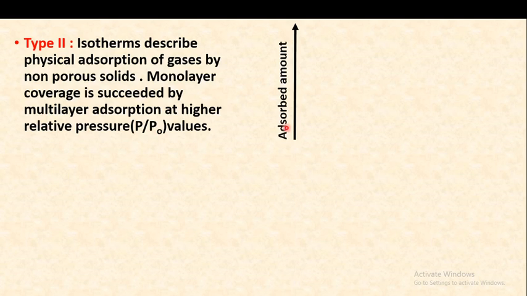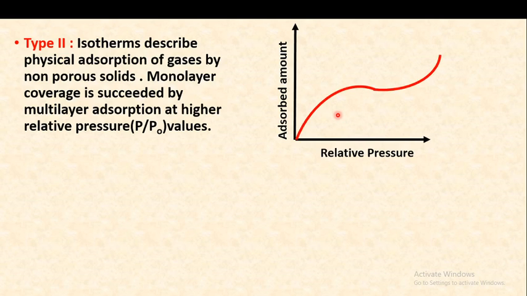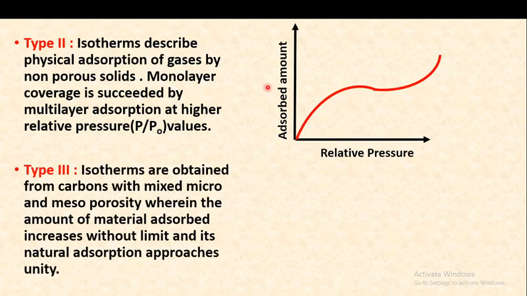In the type first, the adsorption was up to a monolayer and at relatively low pressure, less than 0.1 P upon P0. But in the type second, due to the non-porous solid, the monolayer coverage extends to multilayer adsorption and relatively high pressure is required. If we plot a graph of adsorbed amount versus relative pressure, as in all types of isotherms, we obtain a graph like this. This is the adsorption isotherm for monolayer followed by multilayer adsorption, for type second, that is the adsorption of gases by non-porous solids.